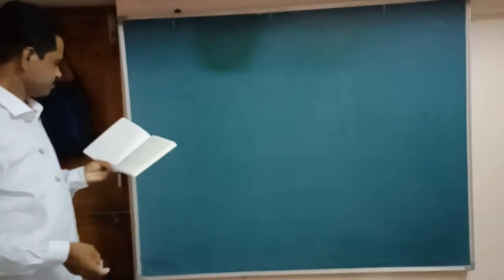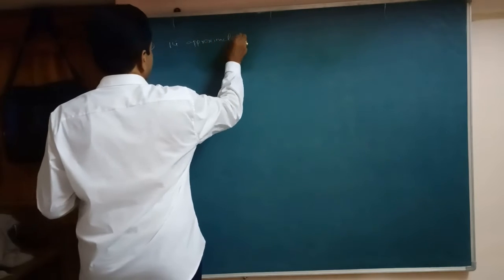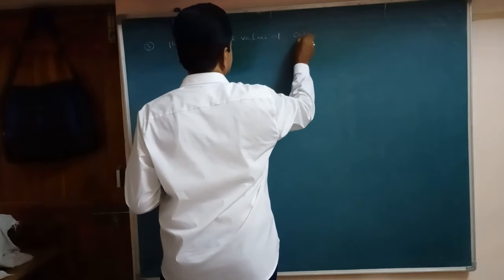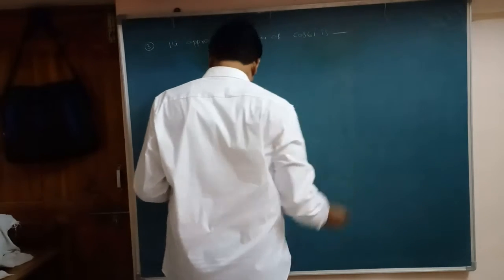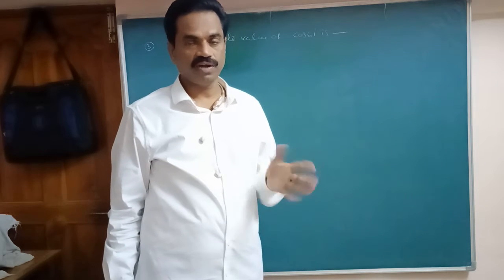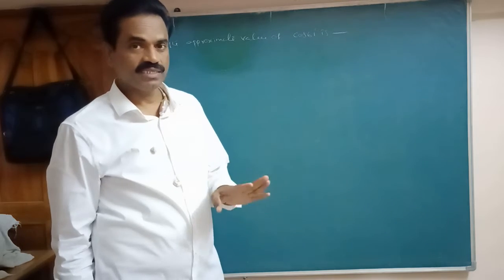Next, the third one: the approximate value of cos 61 degrees. Cos 61 degrees is here. Here cos, we know 60 degrees perfectly, we know 45, 30, like this we know, but 61 degrees is given. So we can write here 60 plus 1.